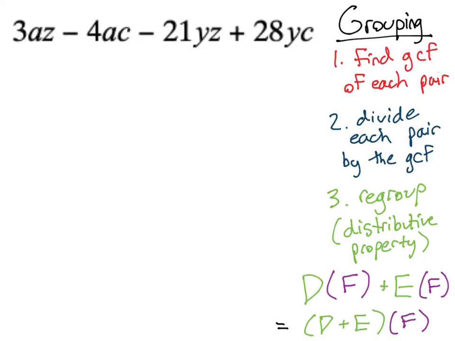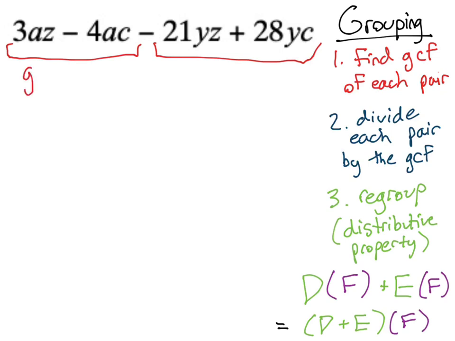Hey there! We're going to look at a technique we can use to factor some polynomials that have four terms, and that technique is factoring by grouping. To factor by grouping, we're going to start by splitting these four terms into pairs, two groups of two. And we want to find the GCF, the greatest common factor in each pair.